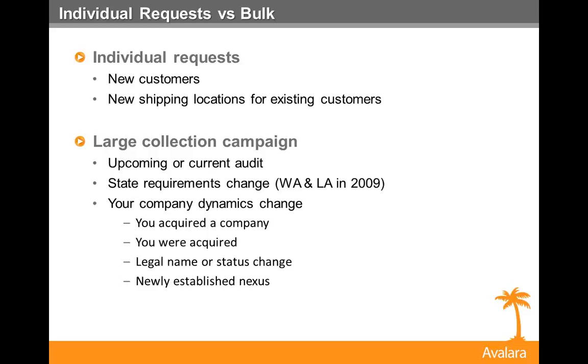So individual requests versus bulk requests. Within the Avalara solution, you've got the ability to send out a request to a customer one at a time. If they've got a new shipping location that's already an existing customer, you can send out that request just to that one customer. You've also got large collection campaigns. Let's say you're going through an audit in the state of Georgia and you know that you're missing some exemption certificates. You want the ability to be able to send out a request to a number of customers all at once.